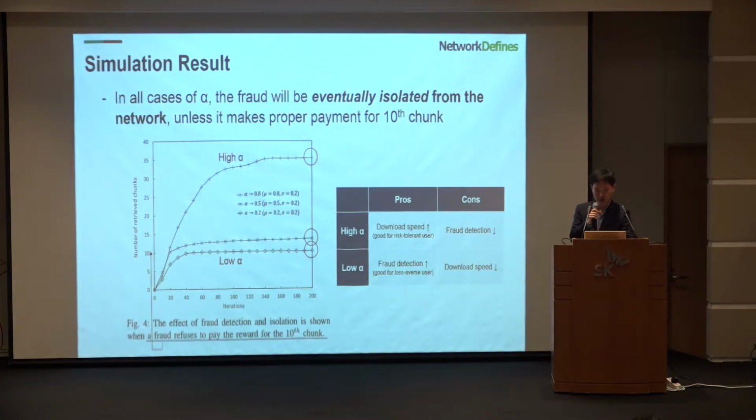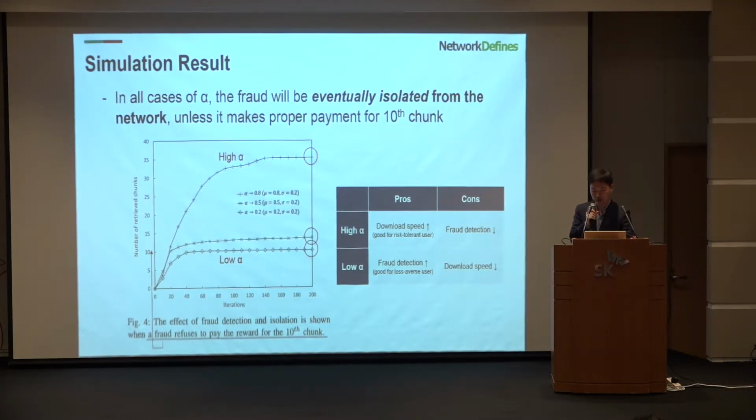So there are pros and cons of setting high alpha and low alpha. As I said, high alpha provides a better download speed, so it will be good for a risk-tolerant user. And also, if a sender sets low alpha, then although the download speed will be degraded, the fraud detection ratio will be high, and so it will be good for a loss-averse user.